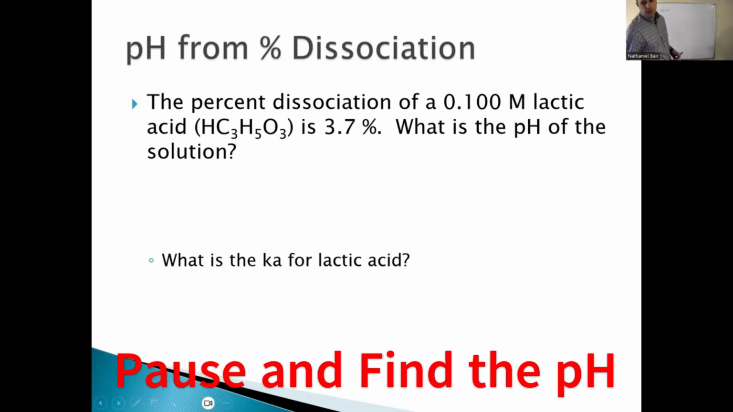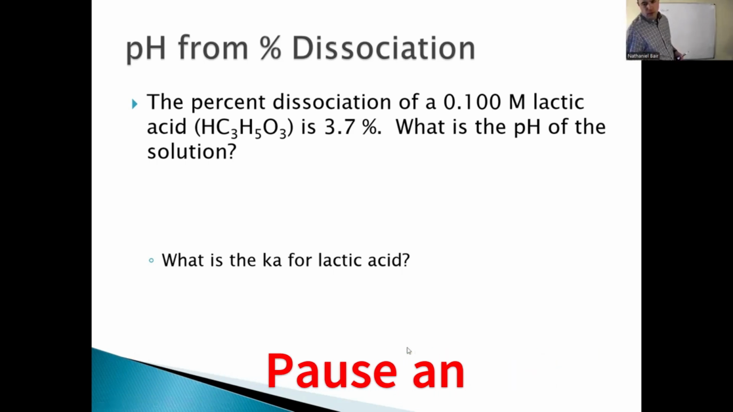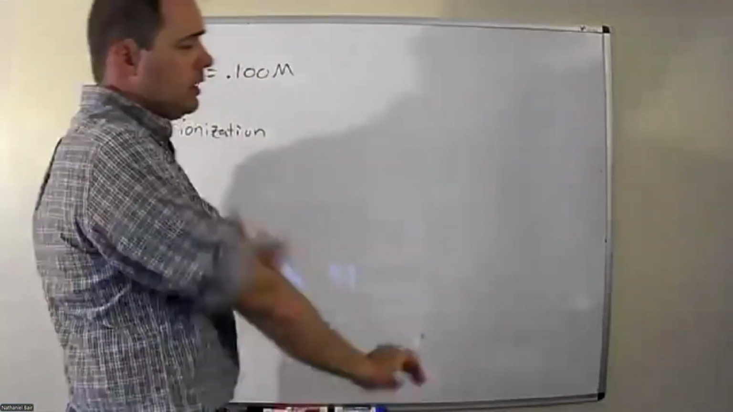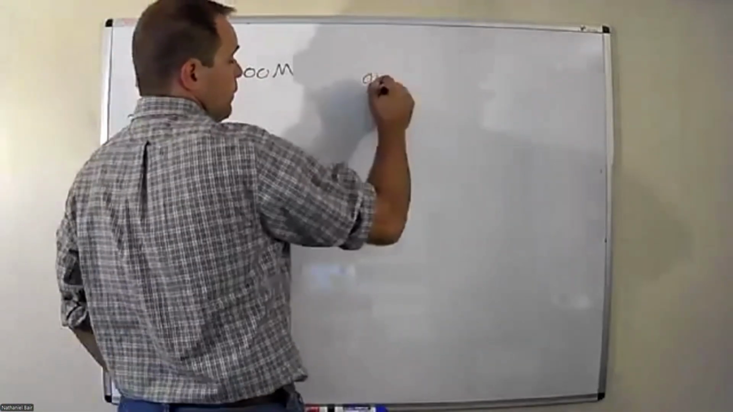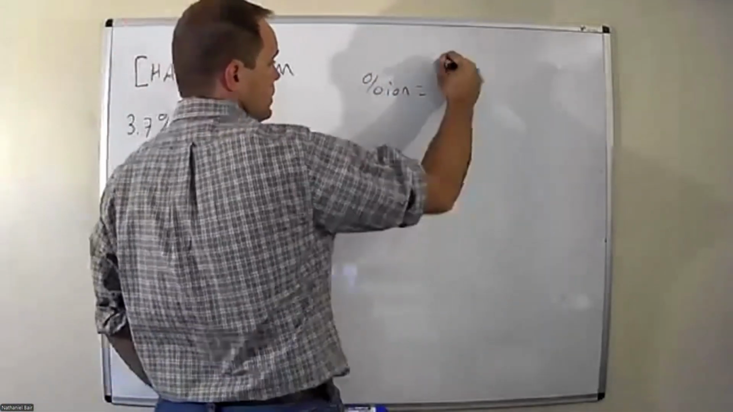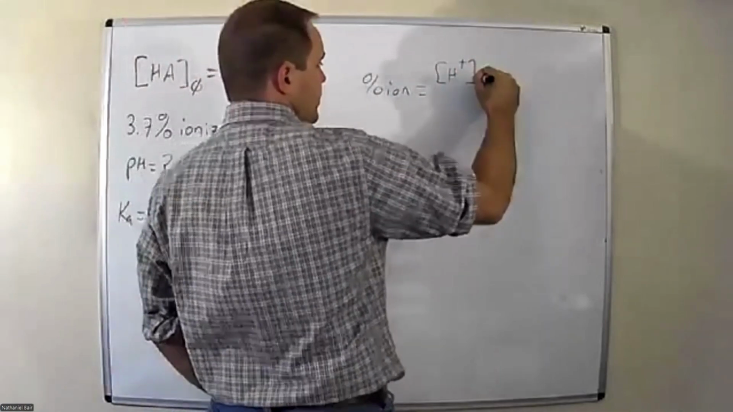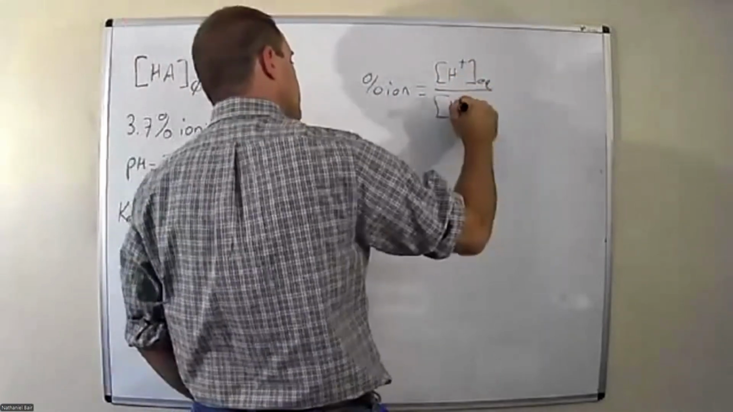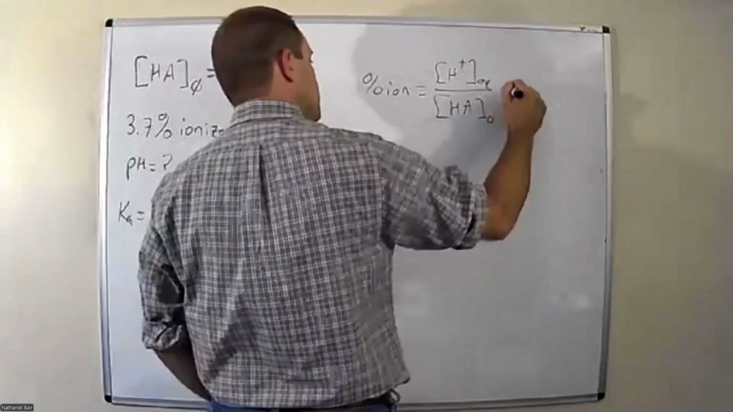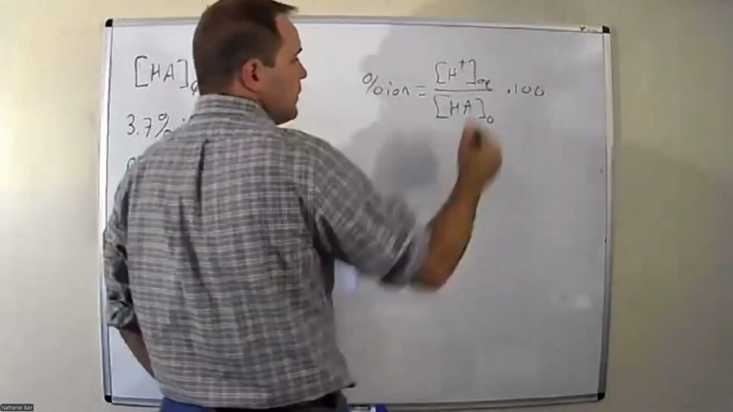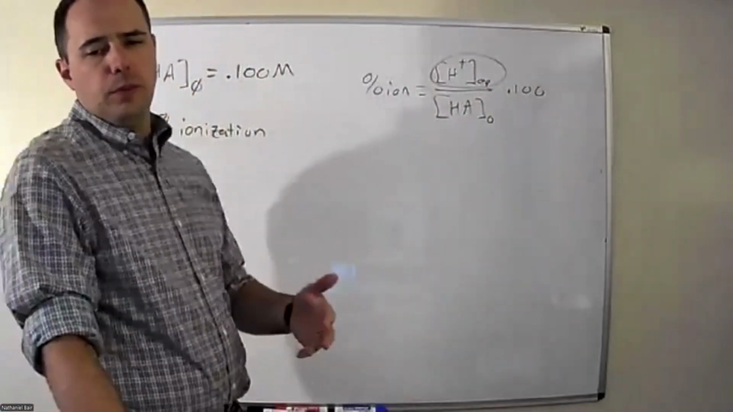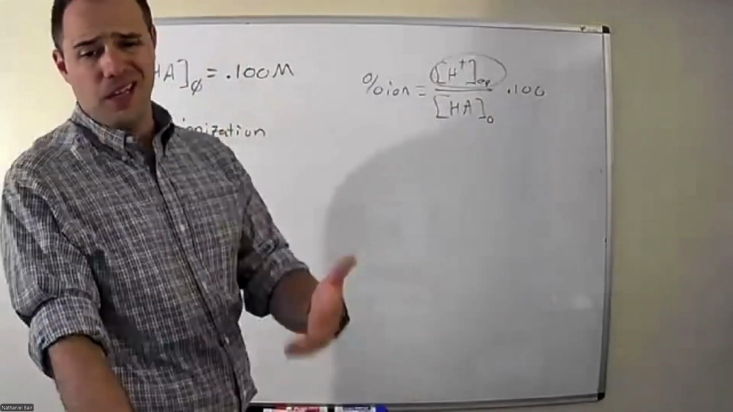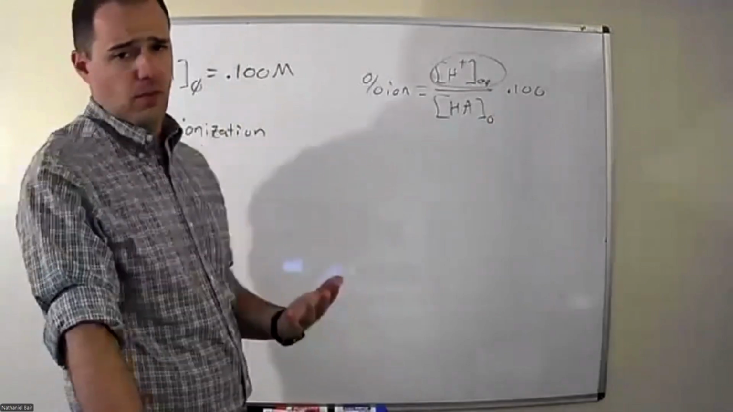All right, so let's do this. Hopefully you had some time to think about it. The key to getting this problem right, I think, is writing the formula for percent ionization: the equilibrium H plus ion concentration divided by the initial concentration of the acid times 100. We're going to solve for that, because that's what we don't have. And then once you have the equilibrium H plus ion concentration, pH is the negative log of that, and you get the pH really easily.